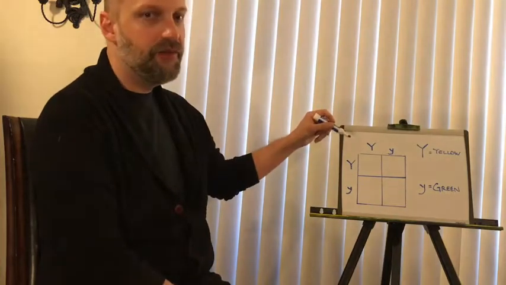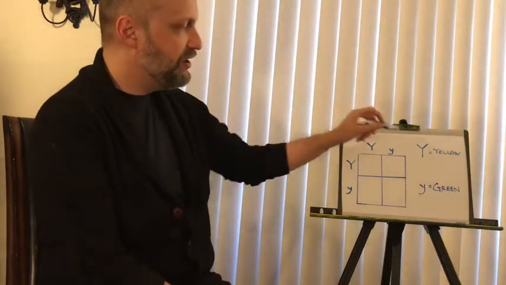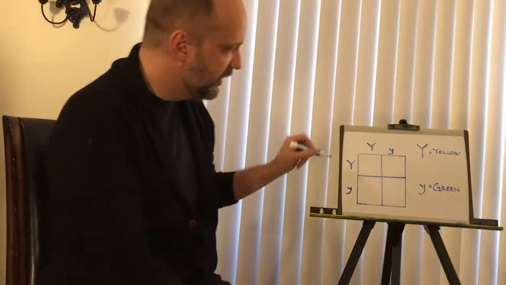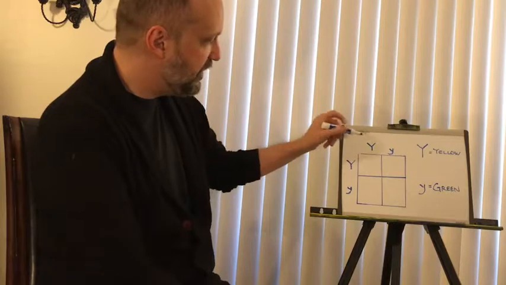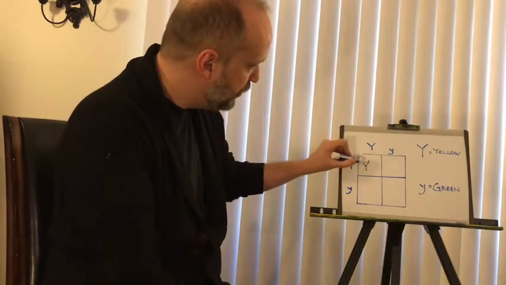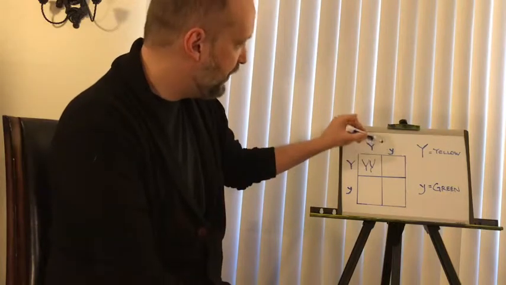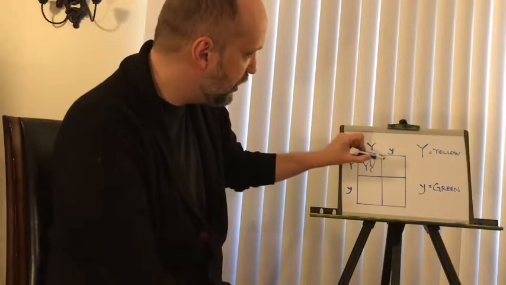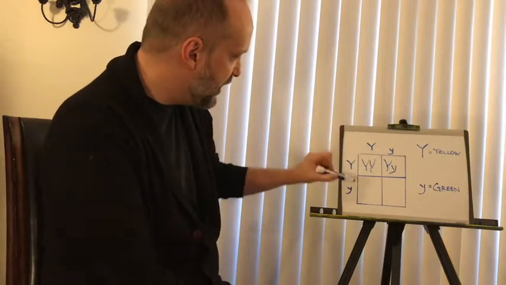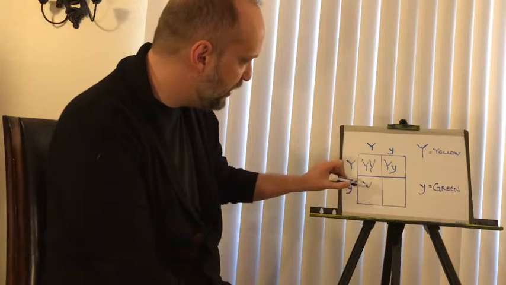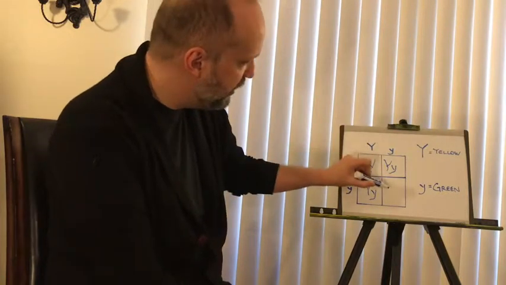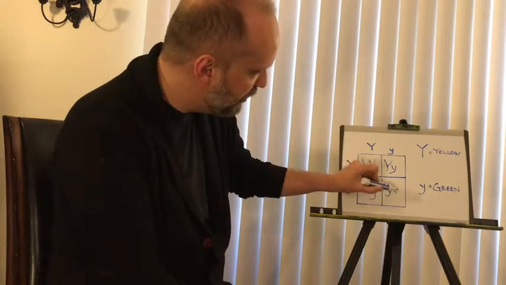We're doing a monohybrid cross, which means mono, one trait, hybrid, both parents heterozygous at that locus. And we'll cross them and see what we get. So we have a capital Y and a lowercase y. We'll go ahead and put those in here. We have a capital Y and a lowercase y. We'll go ahead and put those in here. We have a capital Y and a lowercase y. We'll go ahead and put those in here. And we have a lowercase y and a lowercase y. We'll go ahead and put those in here.